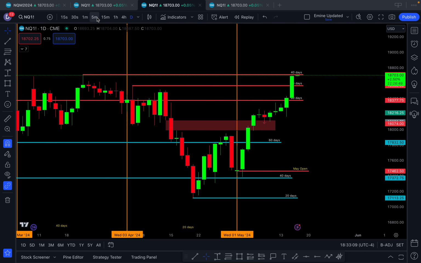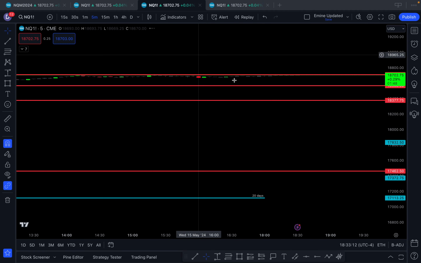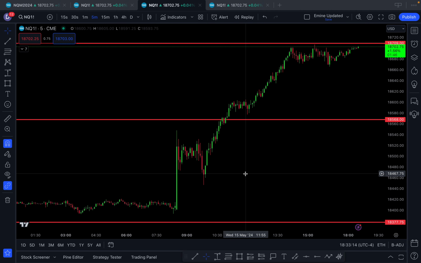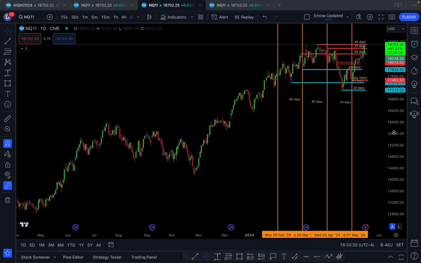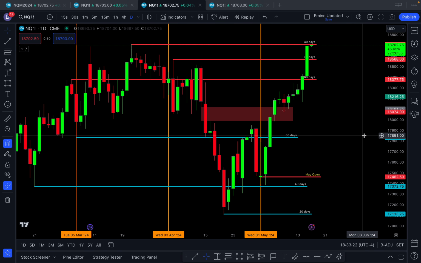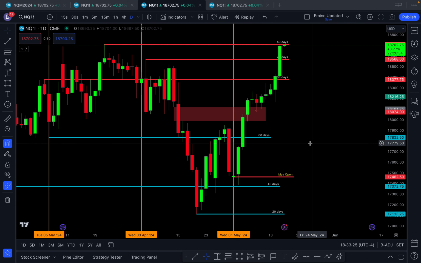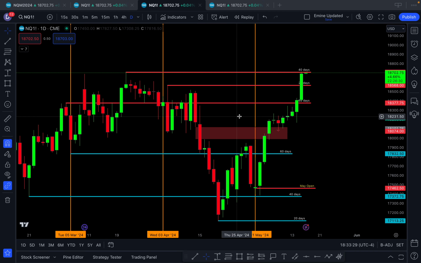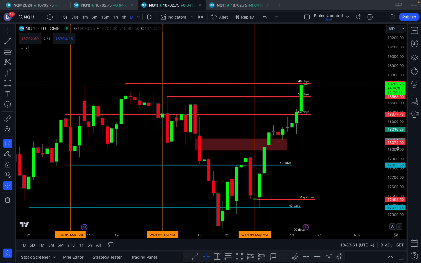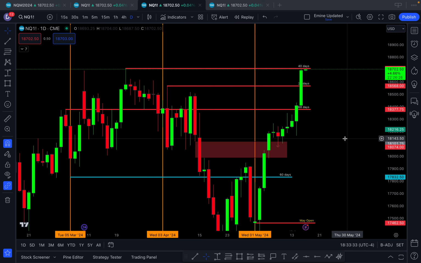Okay, so now let's go back to 5 minute. Actually, I forgot to say something else. Remember I told you the PD array matrix, mitigation block, order block, FVGs, breaker blocks. Well, we missed one which is really important, and it's one of the most important ones. It's more important than FVGs, than order blocks, than breaker blocks. The best PD array is the highs and lows.